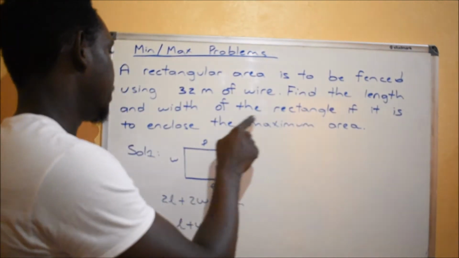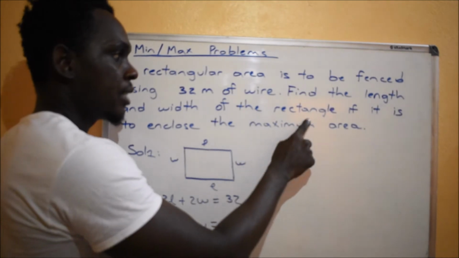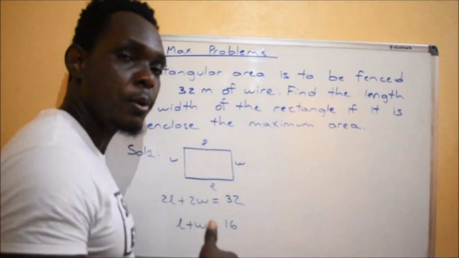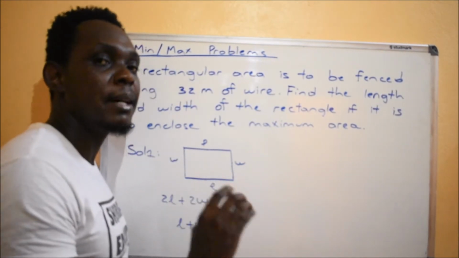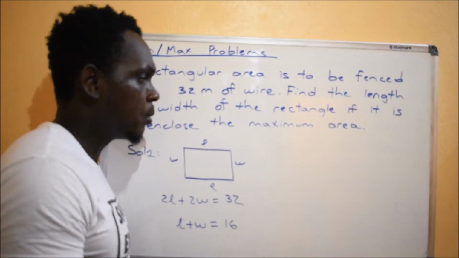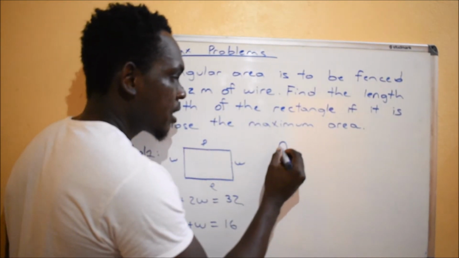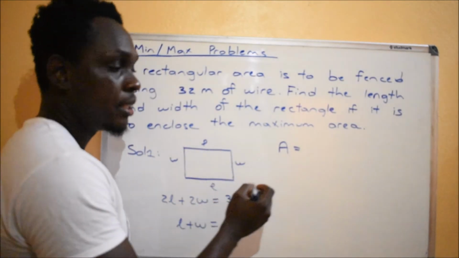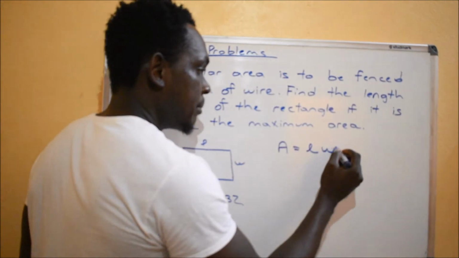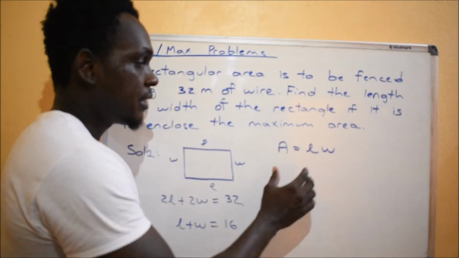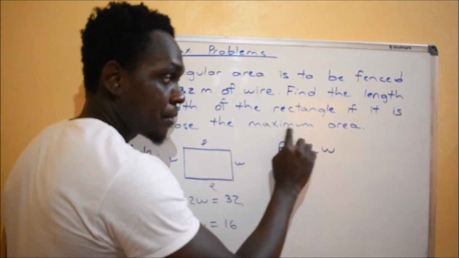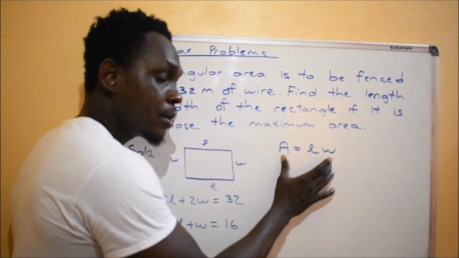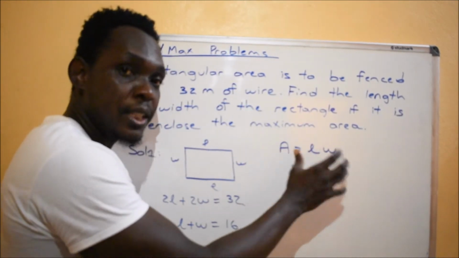Now what we need to do is find the length and width of the rectangle if it is to enclose the maximum area. So what we're trying to do here is maximize the area. Now, how do we find the area of a rectangle? Well, it would be the length times the width. Since this is what we want to maximize, this is what we need to differentiate.